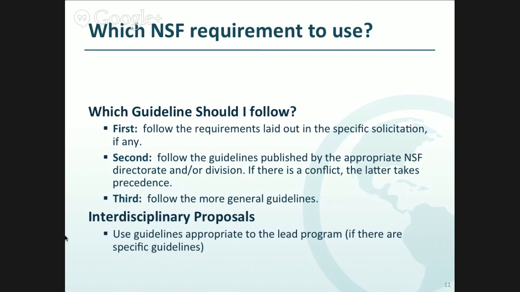Before we get there, when you go through this process of looking at top-level requirements and the specific requirements of a program or a call, it gets into the complications of which one do you follow, and all the tiers that go with this. So the way that we think about this is first look at the requirements from the specific solicitation, then look at the guidelines from the directorate division. Sometimes they don't have them at the program level, sometimes they don't have them at the directorate division level, so then sometimes you have to go up to the third level of looking at the more general guidelines.